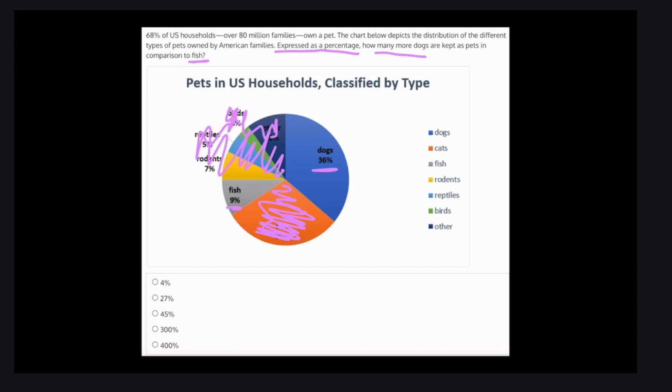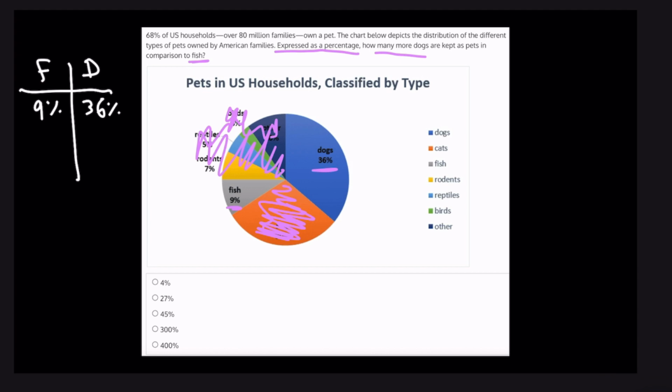Now, we need to find a way to compare fish and dogs. So we have these two percentages, but what's the relationship between them? So off the side, we're going to make a chart. We have fish and we have dogs. And from the chart, we know that fish is 9% and dogs is 36%. And we want to keep the same ratio as we evaluate and continue to solve this problem.